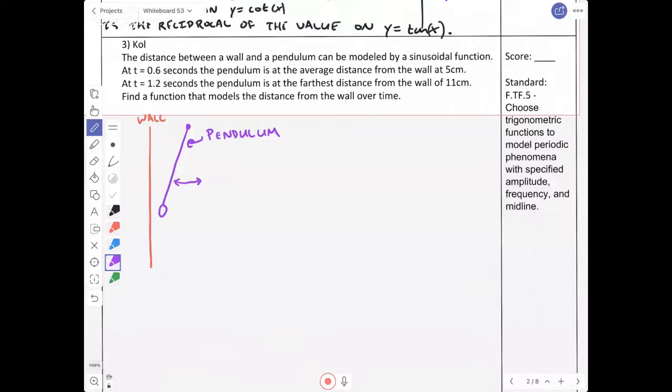Here it is in purple at its average distance from the wall, which is a useful thing. And here it is again at its furthest distance from the wall. So this is furthest from the wall. Oh, this is Tom. Thank you, Tom. From the wall, and here's average distance from the wall.